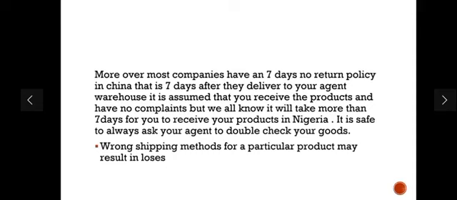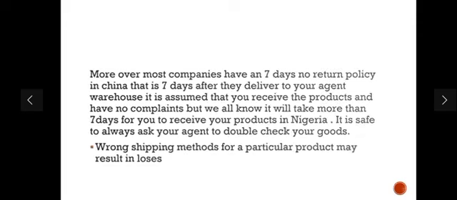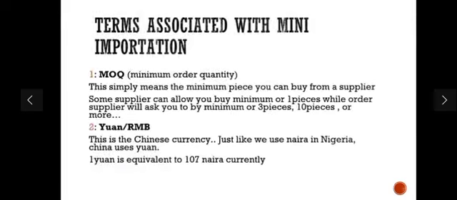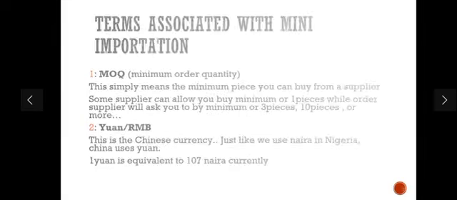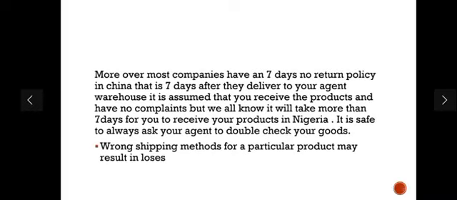Another problem people face is the wrong shipping method for a particular product. This may result in loss in capital. Let's say for example you are ordering a blender, things that have weight, and you are using air shipment. The money they're going to charge you is going to be much. It could even be more than the cost you used in buying those products.